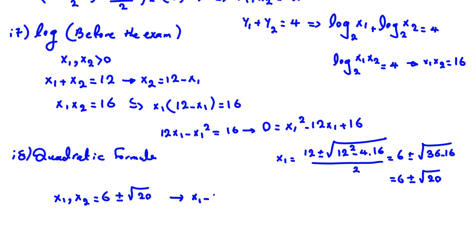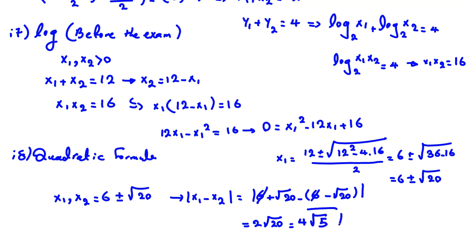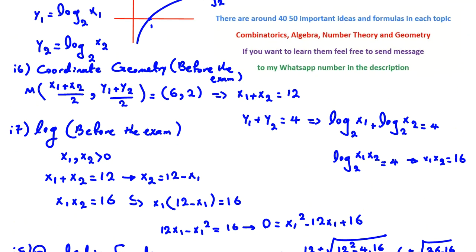So x1 minus x2 is what? The positive difference. It will be 6 plus root 20 minus 6 minus root 20. So 6 and negative 6 will be cancelled. It will be 2 root 20. We can write root 20 as 2 root 5. So it will be 4 root 5.